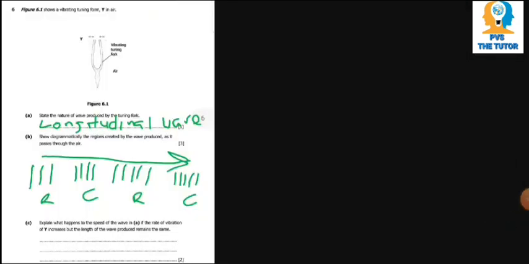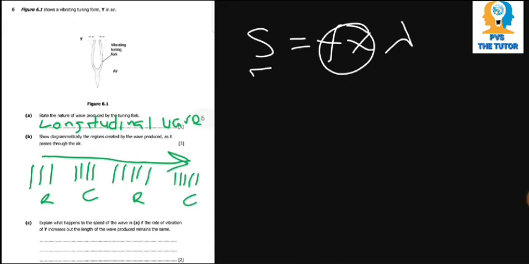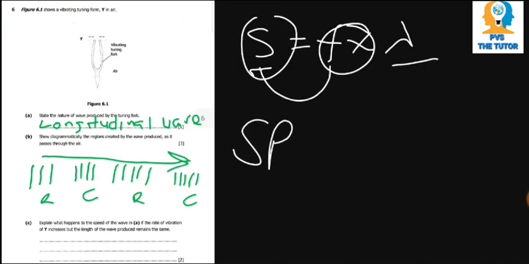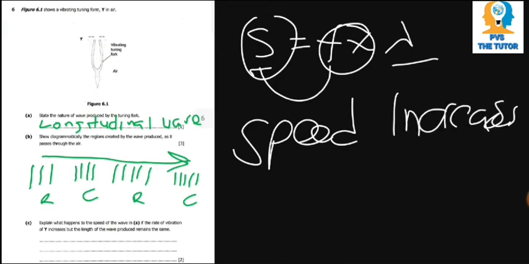C says, explain what happens to the speed of the wave in air if the rate of vibration of Y increases but the length of the wave produced remains the same. Now we know that the speed is equal to frequency times wavelength. So they are saying what happens to speed when frequency increases but wavelength remains the same. That's what they're trying to say, because the rate of vibration is frequency, and the length of the wave is wavelength. So we know that the speed is directly proportional to frequency. Increasing frequency will also increase the speed. So we are saying speed increases as well, because frequency is directly proportional to speed.